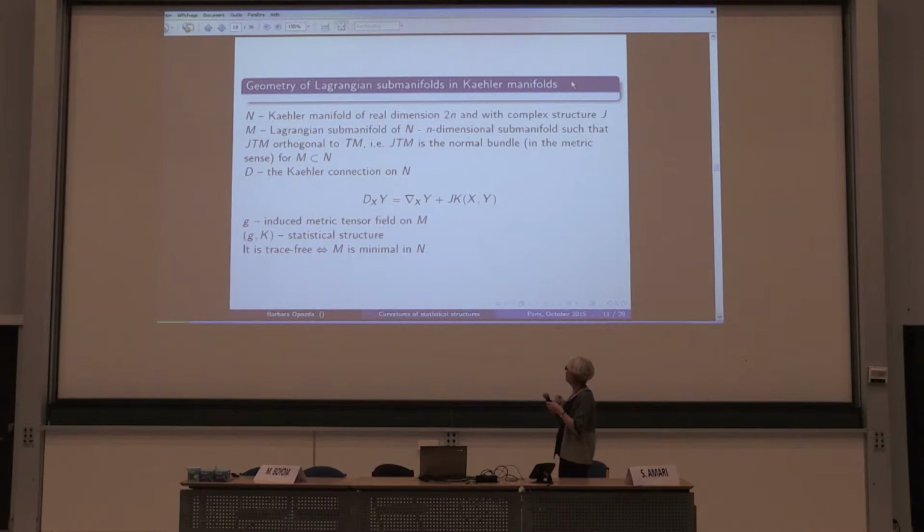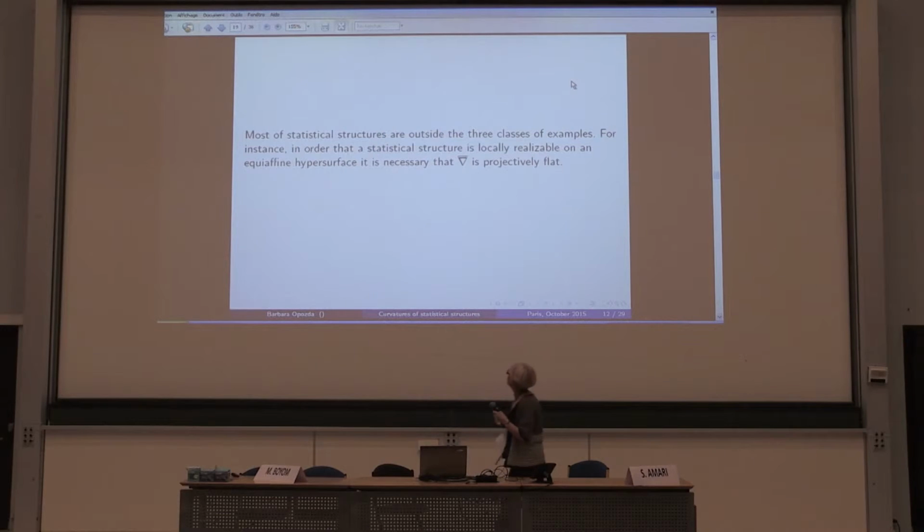If D is the Kähler connection on N, then again we can decompose D_X Y, where X, Y are vector fields on M, into the tangential and transversal part. The transversal part can be written as J composed with K(X,Y), where K is a 1-2 tensor field on M. And again, we get a statistical structure on such a submanifold. And this structure is trace-free if and only if the submanifold is minimal in N.